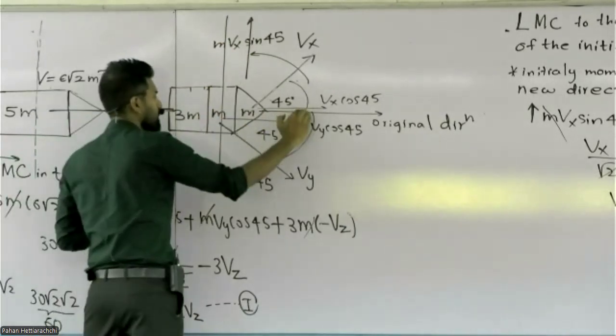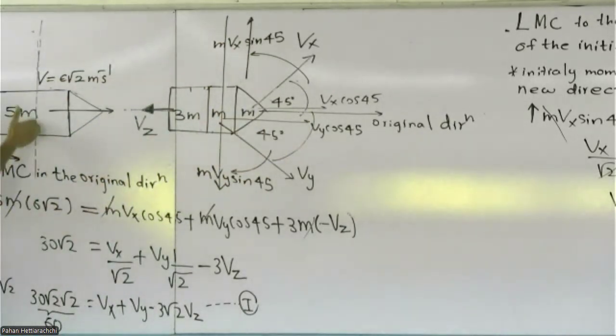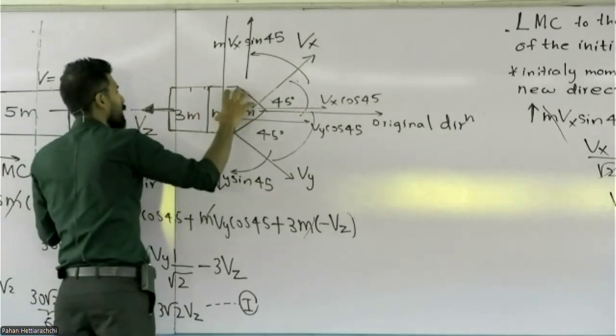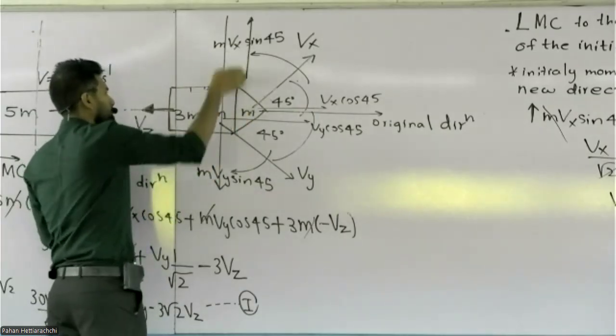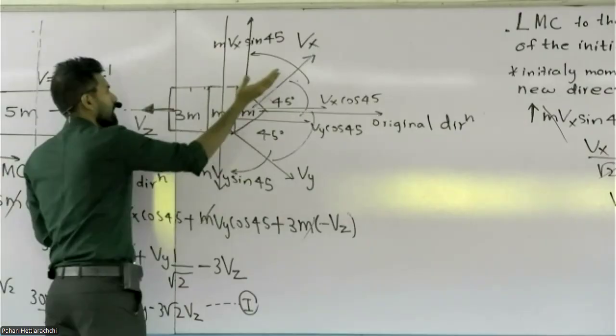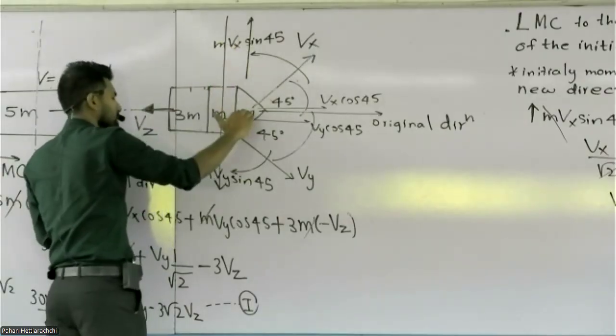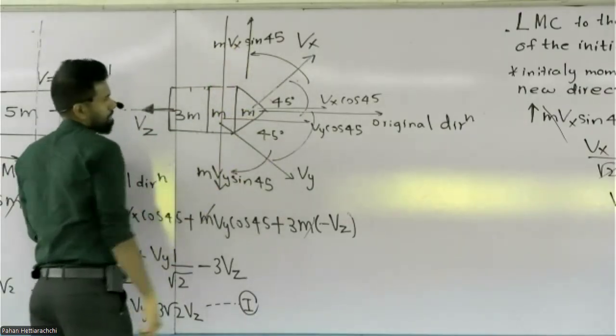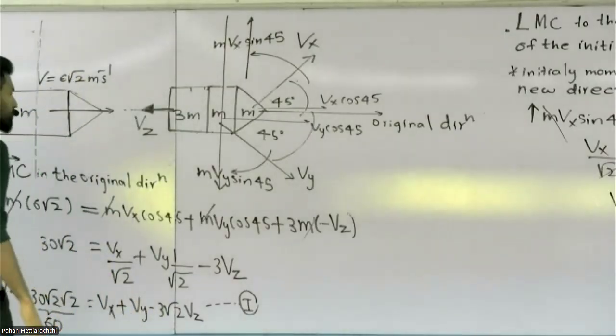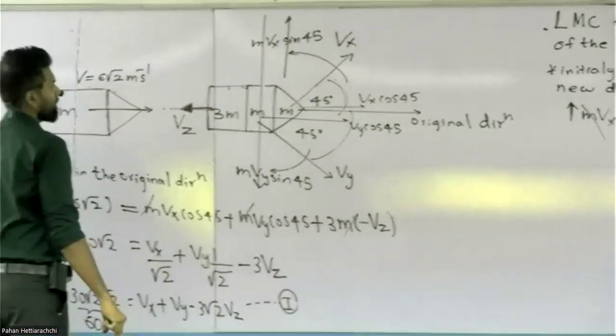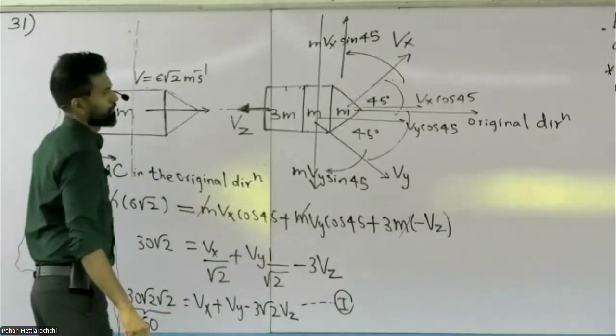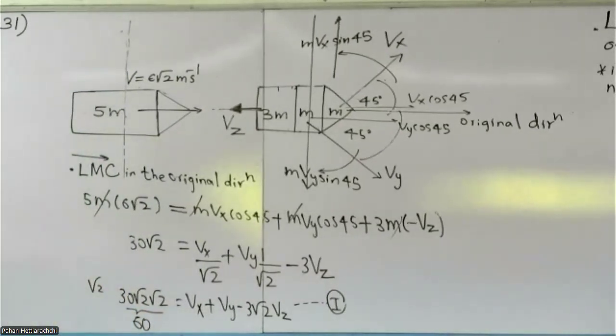Initial direction is this one. Initially, you don't have a momentum in the perpendicular direction to the initial. Okay. So here, in the final case, after the explosion, momentums in the perpendicular plane should cancel out. M Vx sine 45 should cancel out with M Vy sine 45. From there, you can get the condition that Vx is equal to Vy. Then what will happen?